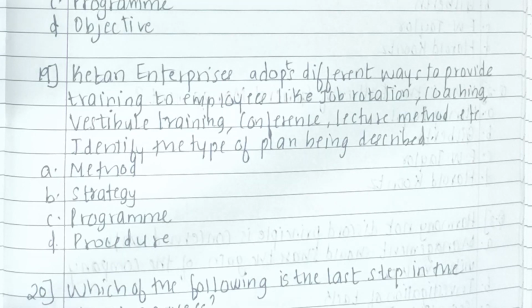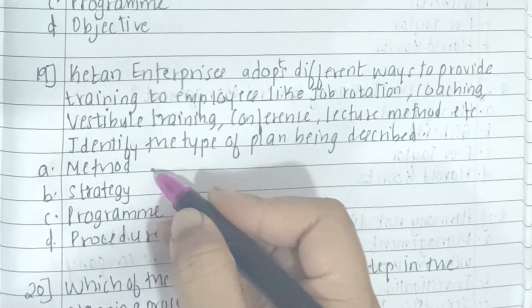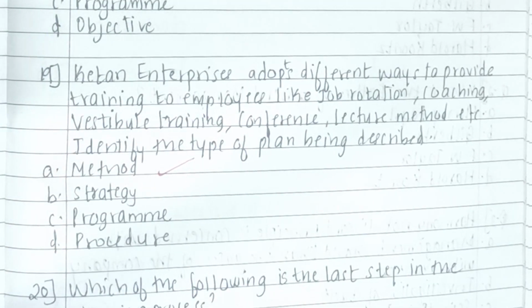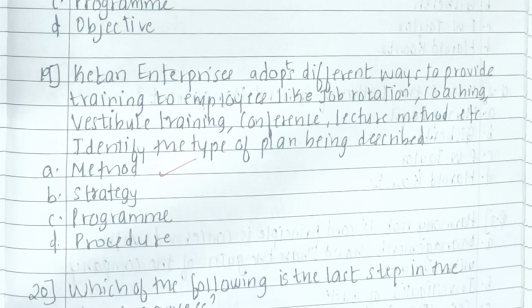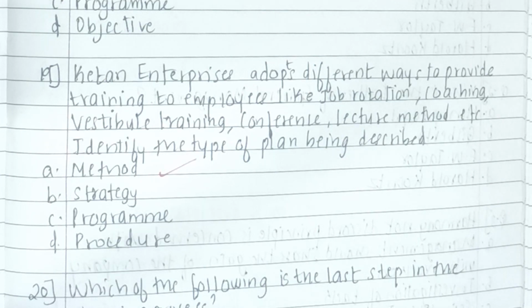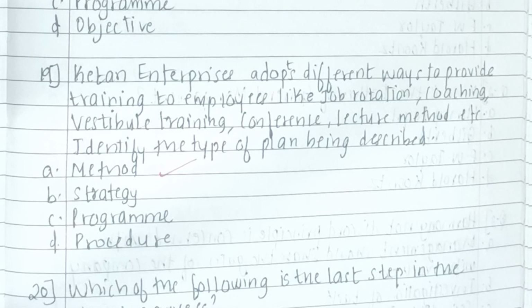So the options are job rotation, coaching, vestibule training, conference method, lecture method and so on. We need to identify the kind of plan that has been used here. So here the answer is method. Why? Because these are the different methods of training that are used by Ketan Enterprises. There is not a single method used to train the employees that join Ketan Enterprises. Here a list of different training methods are used. Therefore, here the answer is method.